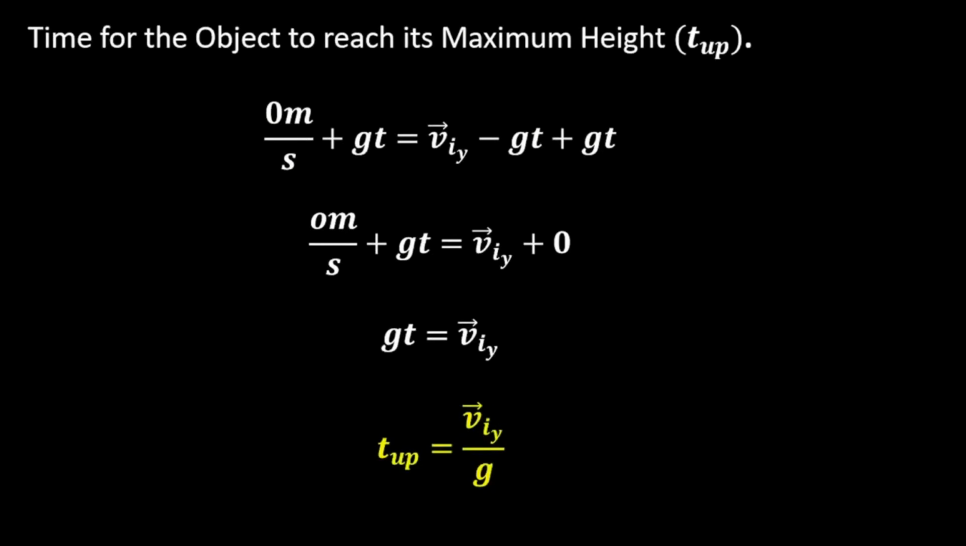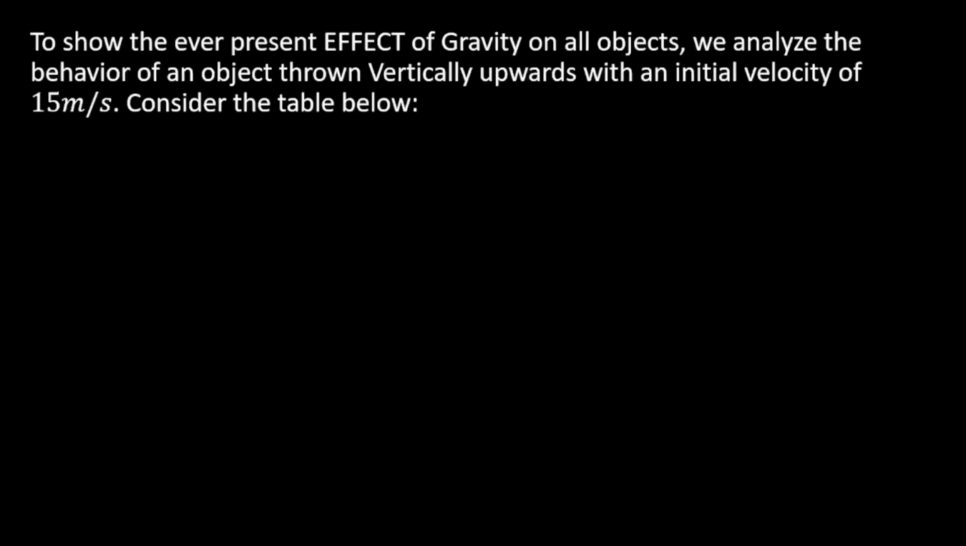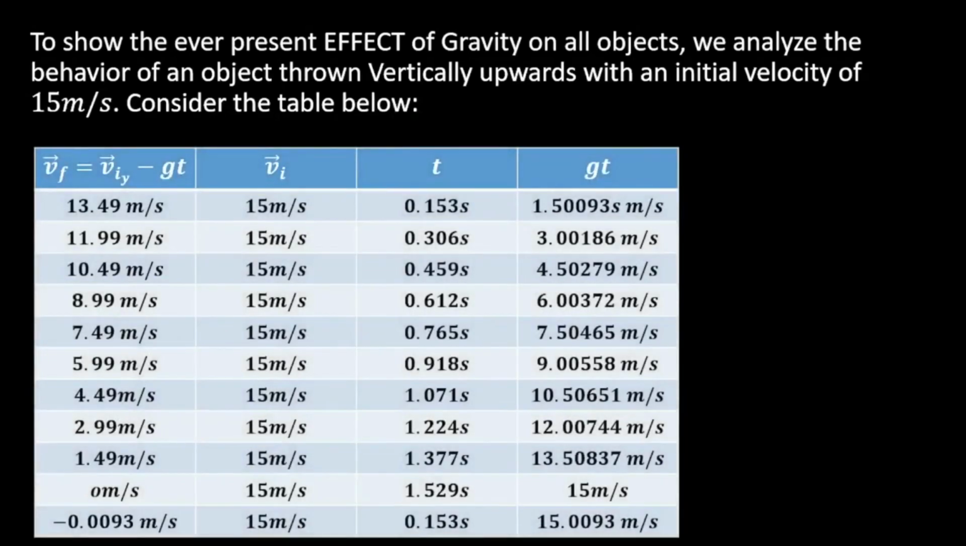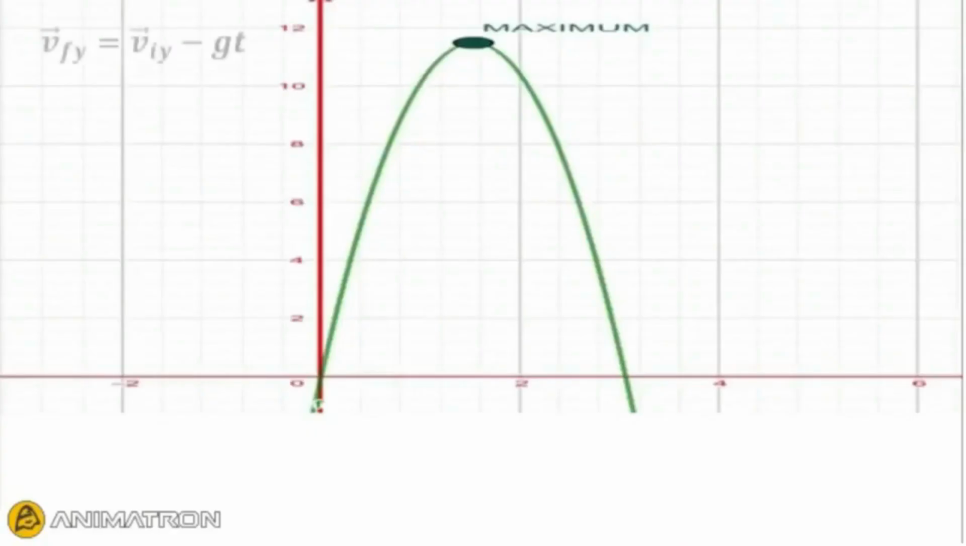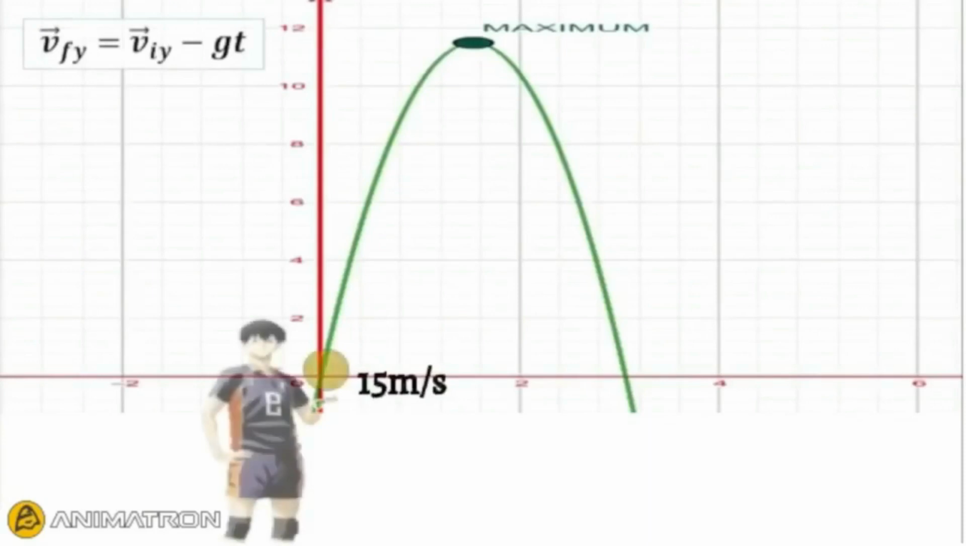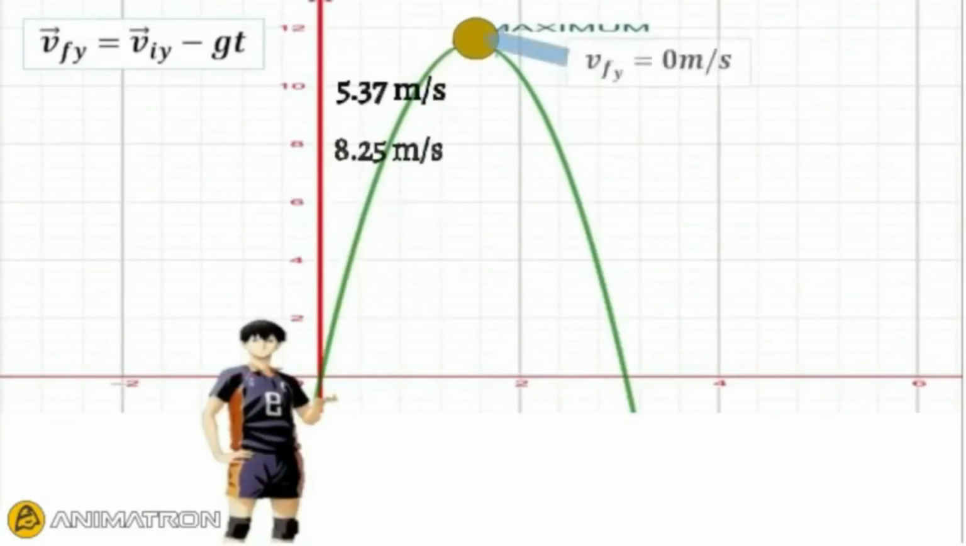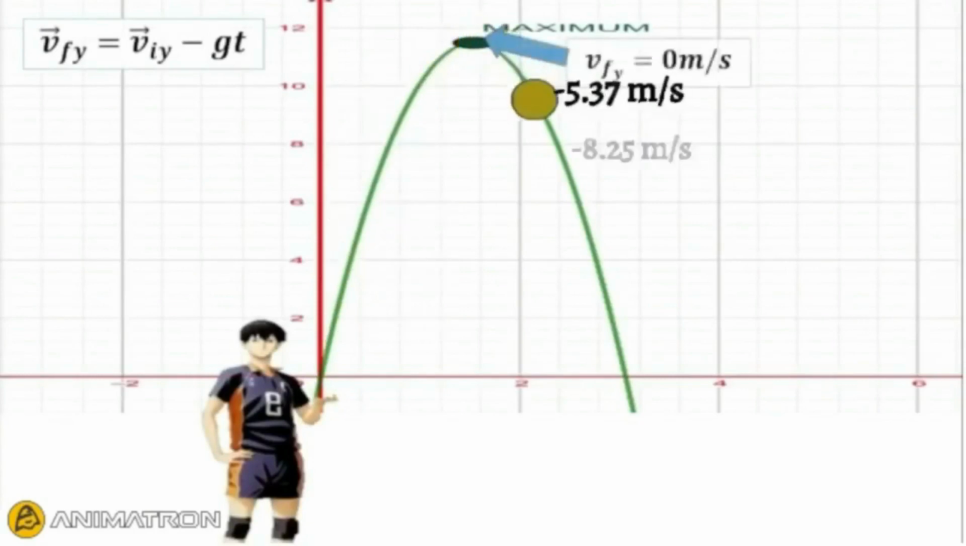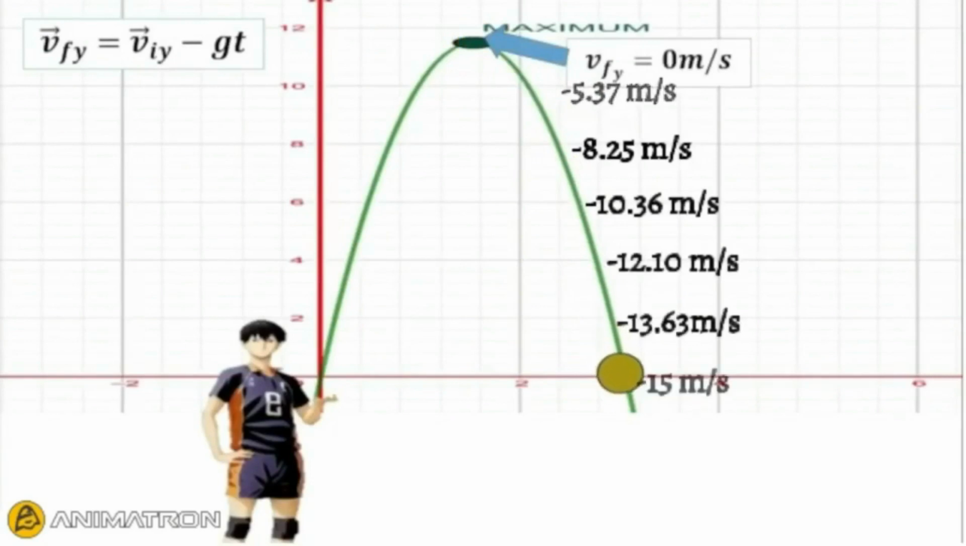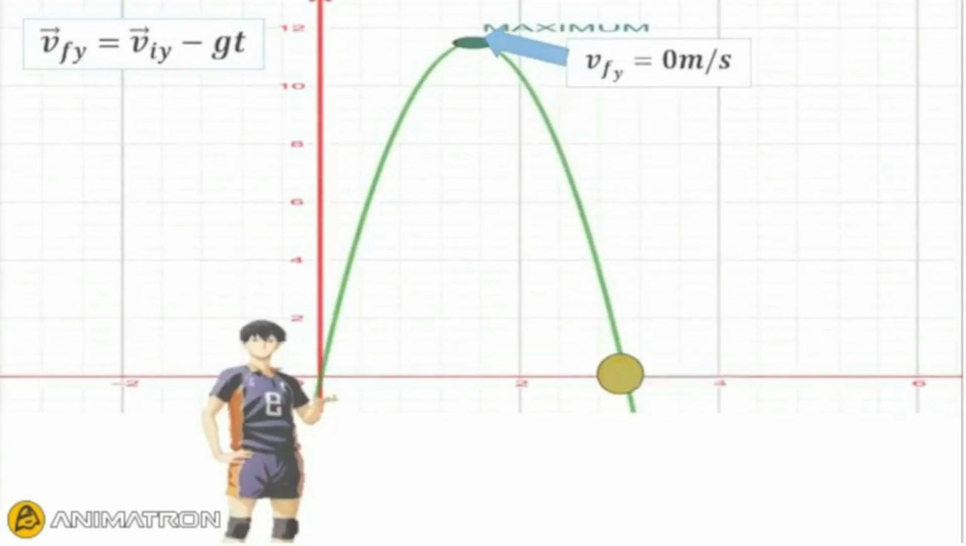To show the ever-present effect of gravity on all objects, we analyze the behavior of an object thrown vertically upwards with an initial velocity of 15 meters per second. Consider the table below. We can infer from the table that the final velocity of the object as it goes up is slowing down and eventually it stops. When it stops, the object is now solely acted upon by gravity and will fall towards the center of the Earth, with an increasing velocity, but having opposite direction, hence the sign will be negative.